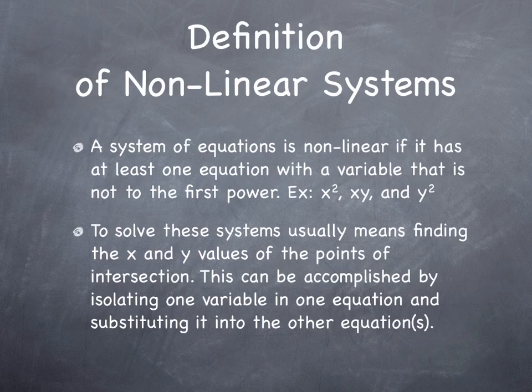A system of equations is nonlinear if it has at least one equation with a variable that is not to the first power. Examples are x squared, x times y, and y squared. To solve these systems usually means finding the x and y values of the points of intersection. This can be accomplished by isolating one variable in one equation and substituting it into the other equations.